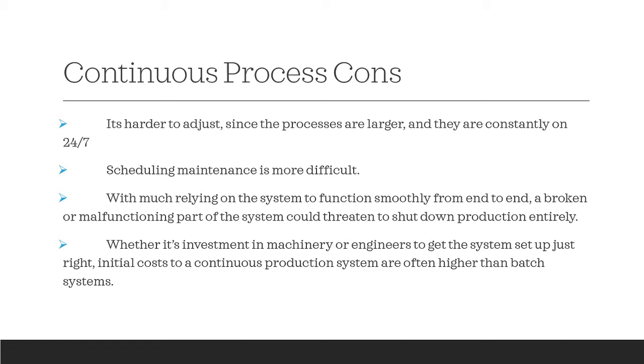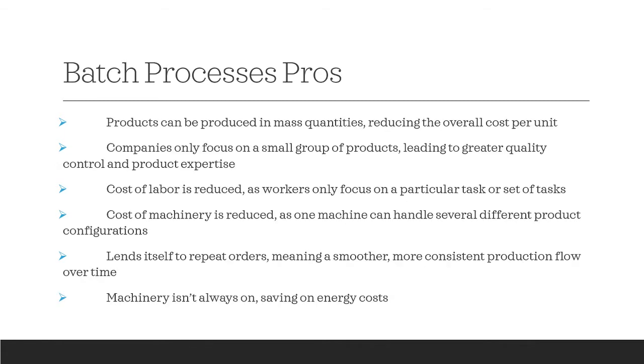That's why you have to maintain these and watch over them, because if something was to break and it wasn't caught almost immediately, you could have products that were completely messed up. Whether it's investment in machinery or engineers to get the system set up just right, upfront costs to a continuous production system are often higher than batch systems. So whenever you're first installing these, they are going to be a lot more expensive than a batch process. But once you do get past that startup, it's going to cost less to maintain than the batch.